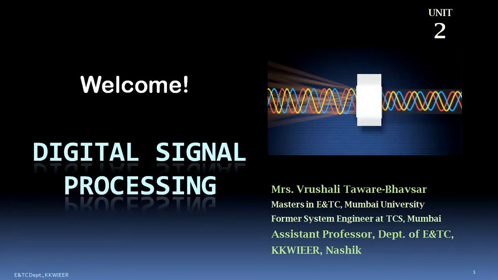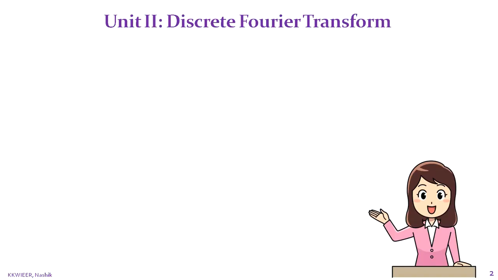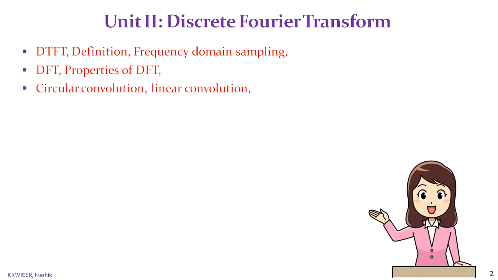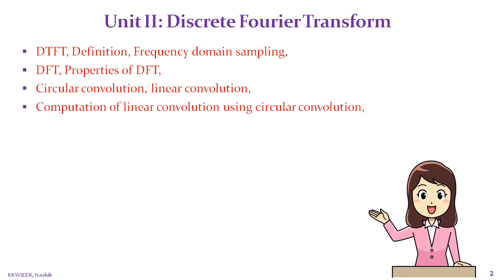So in this unit we are going to discuss the discrete Fourier transform, that is nothing but DFT. We will discuss different topics such as DTFT, its definition, frequency domain sampling, after that DFT and its properties, circular convolution, linear convolution. Then we will see how to compute a linear convolution using circular convolution with the help of examples. And finally, the linear filtering using overlap add and overlap save methods.